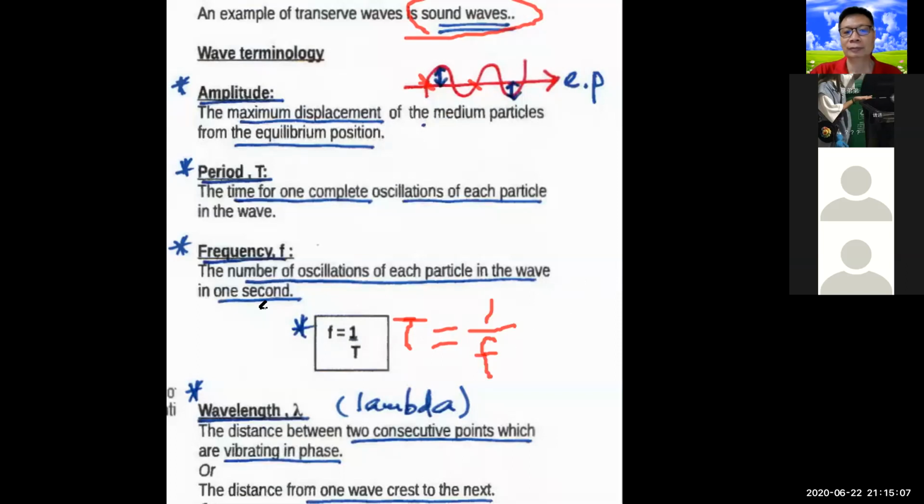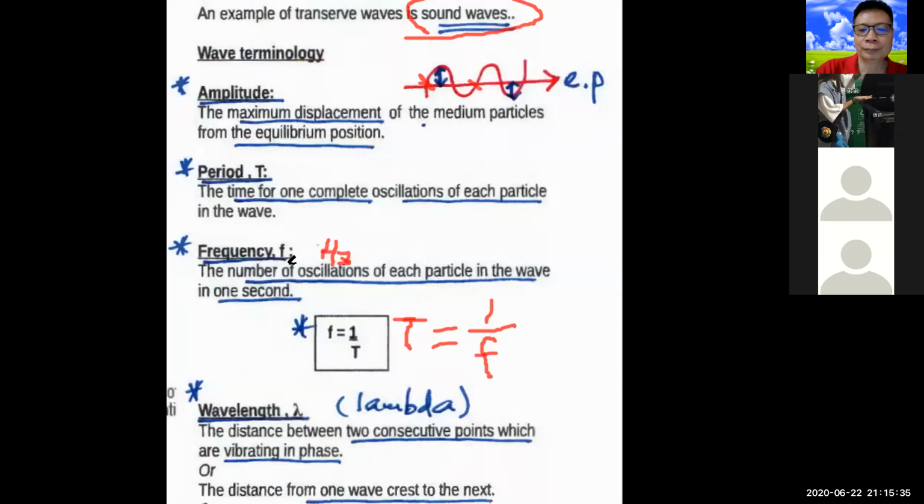Okay. So 3 things already. Amplitude, period, frequency. And the unit for frequency, you jot down, is hertz. H, Z, hertz. So we pronounce it as hertz. Frequency unit is hertz.